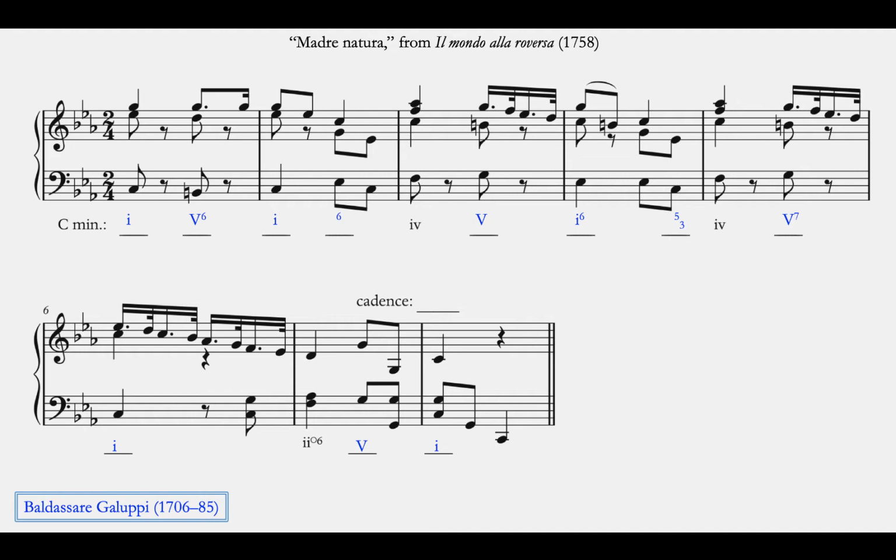So I'd like to pose 2 questions as we listen once more. First question, which type of cadence does this excerpt end with? And secondly, which parts of this excerpt do we see most of our first inversion chords in? And which parts of it do we see mostly root position chords in? Think about those 2 questions as we listen once again.